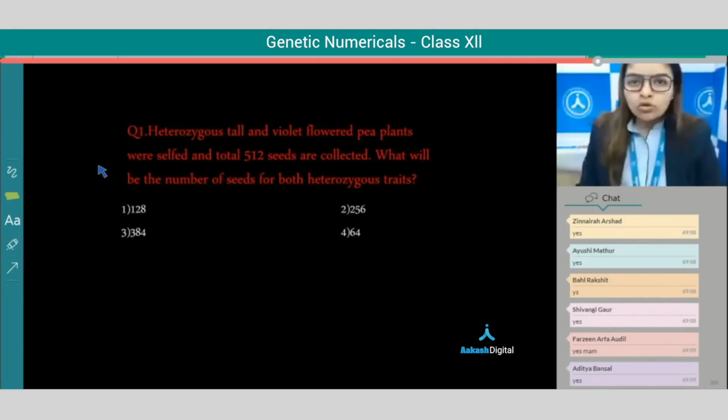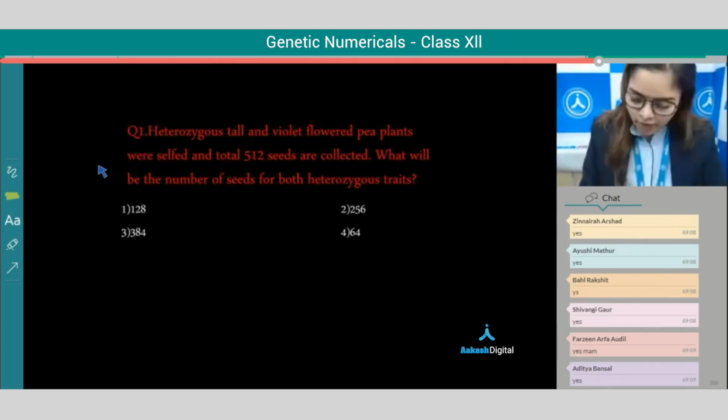Now we are going to discuss some of the questions from genetics. These questions I have taken from last year AIIMS and NEET question papers. Let us do questions one by one.